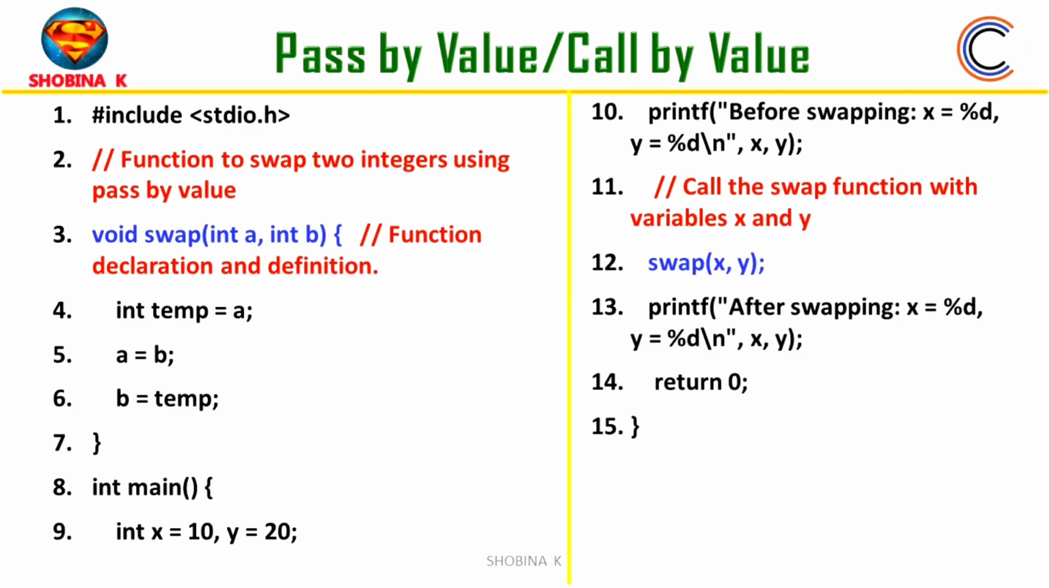And then we have main function, which is the entry point of the program. Here two integer variables x and y are declared and initialized to 10 and 20 respectively. The printf function is used to print the values of x and y before the swap function is called.